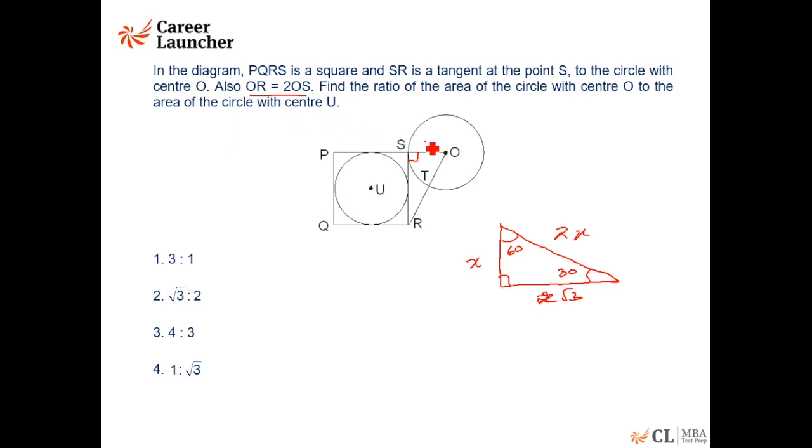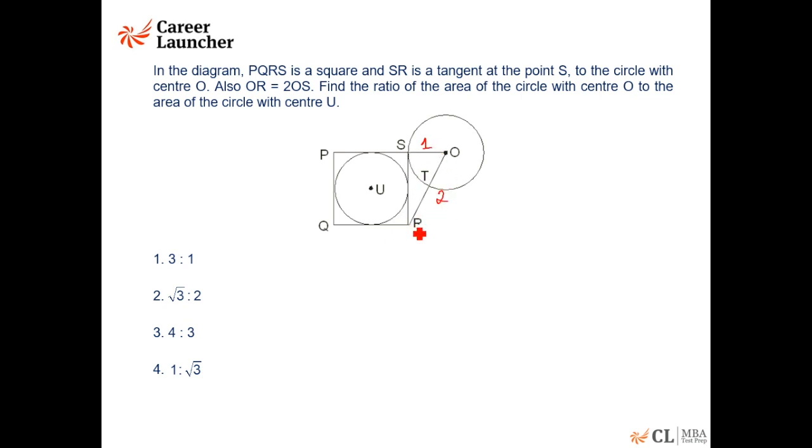OS is half of OR, or OR is double of OS. There is a 30, 60, 90 right triangle. So if this is x, this is equal to 2x, this has to be a 30, 60, 90 right triangle. By looking at this figure, you should be able to say this is a 30, 60, 90 right triangle. If OR is equal to 1, this will be equal to 2.